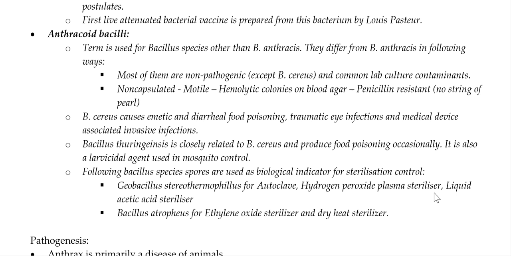Now, the following Bacillus species spores are also used as biological indicators for sterilization control. For example, for autoclave and plasma sterilizer, we use Geobacillus stearothermophilus. For ethylene oxide and dry heat, that is hot air oven sterilizer, we use Bacillus atrophaeus. So these points are very frequently tested in various competitive examination MCQs or other exams, right? So let us understand now the pathogenesis.